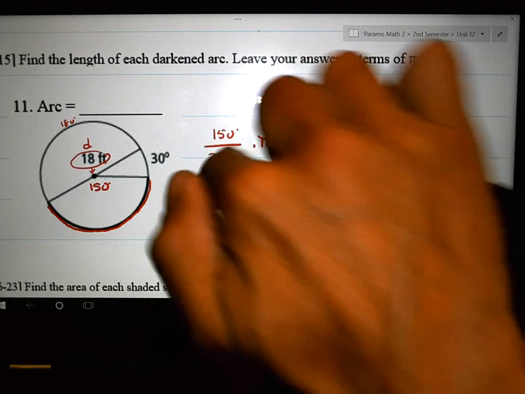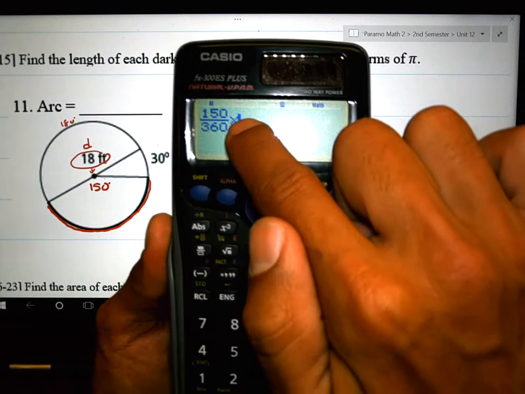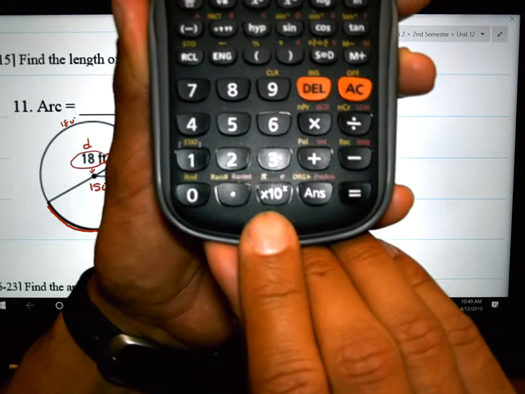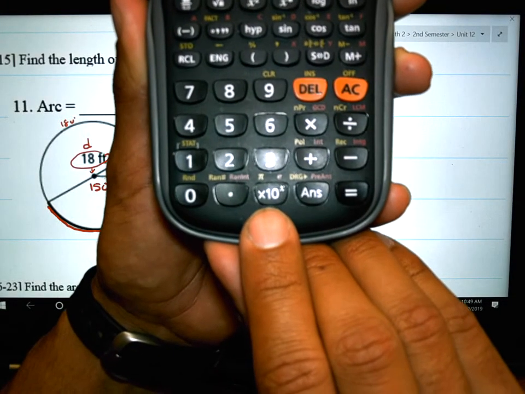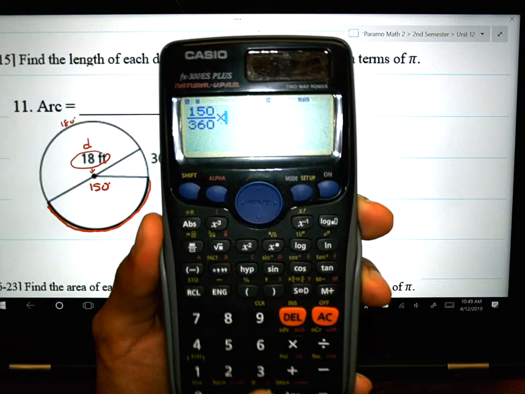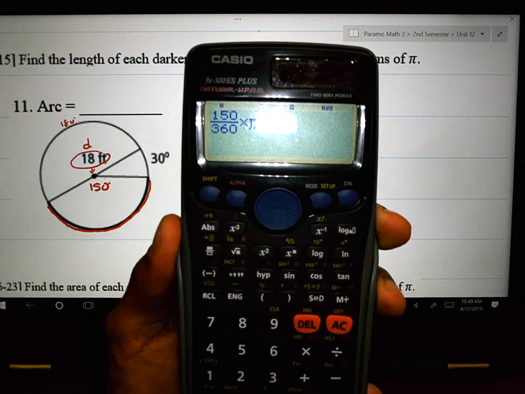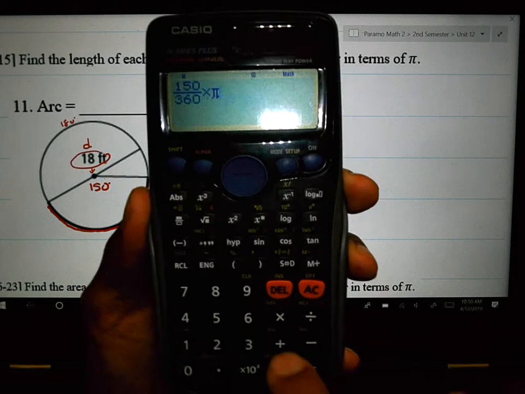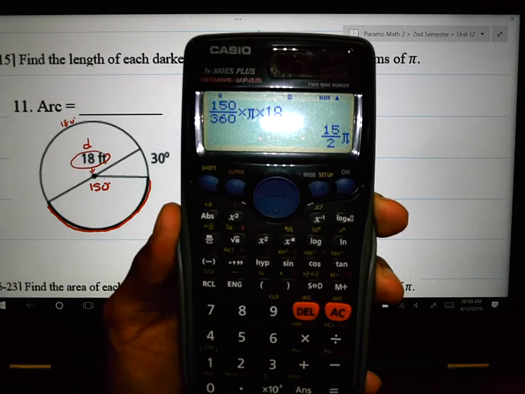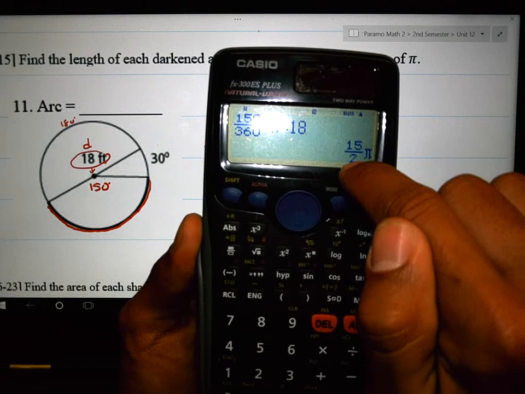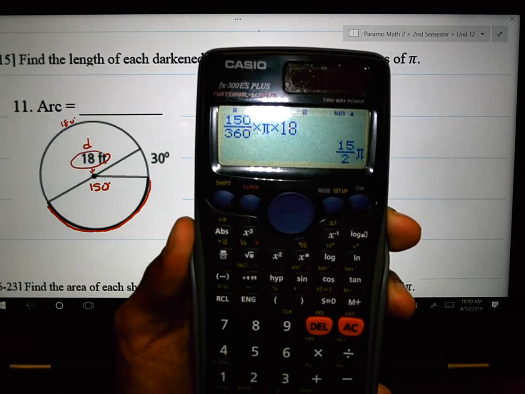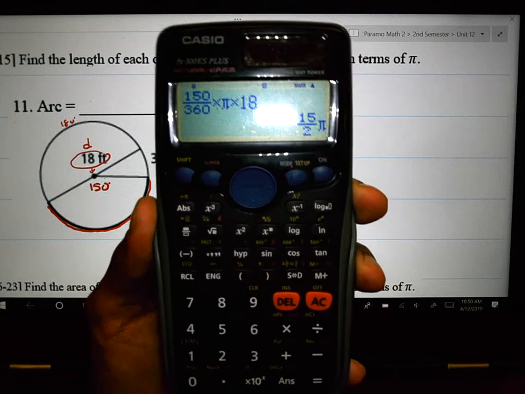What am I doing? I'm multiplying times pi. Pi is right above the X10X button on the Casios. I see the little pi symbol. I have to press shift pi for it to show up. Times 18. And the beauty of these calculators is that it leaves it in fraction form and it leaves it in terms of pi as long as it's within, let's say, less than 1,000.